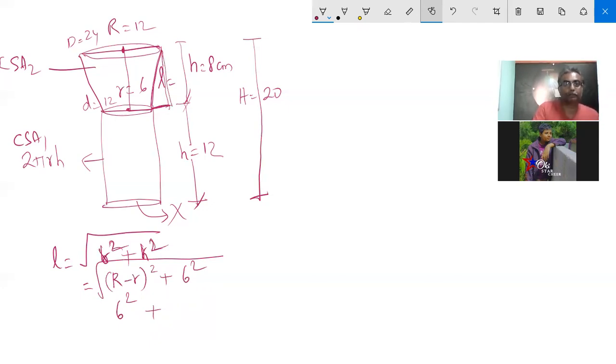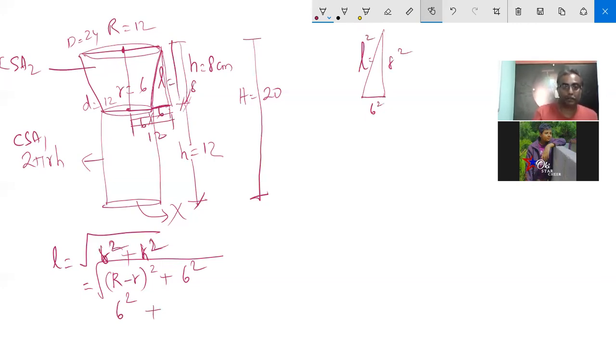Because of this. This total is 12. This place is 6. So this length is 6. Okay. So 6, and the height will be 8. So what you are getting: L, the slant height, is what? L squared equals 6 squared plus 8 squared.